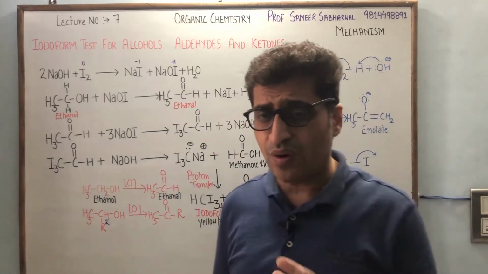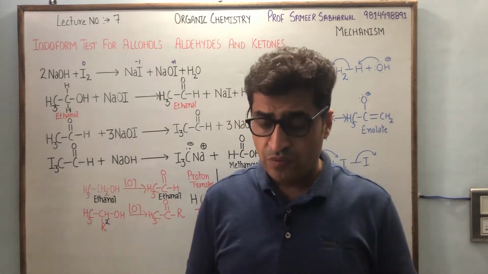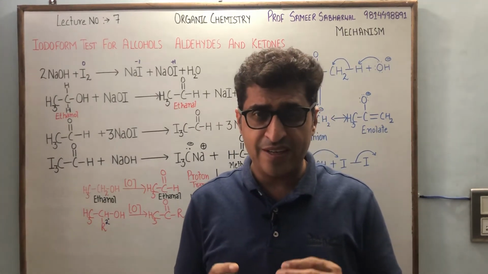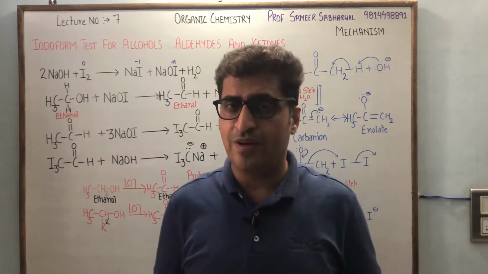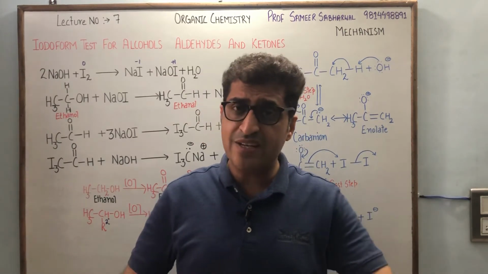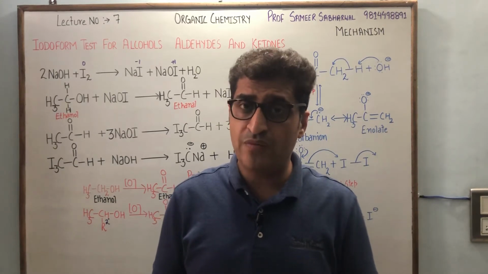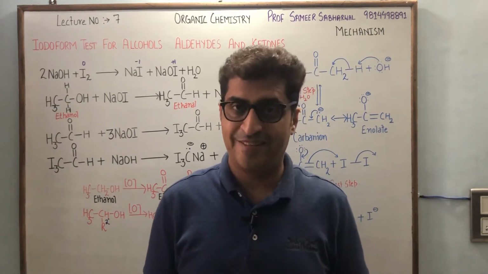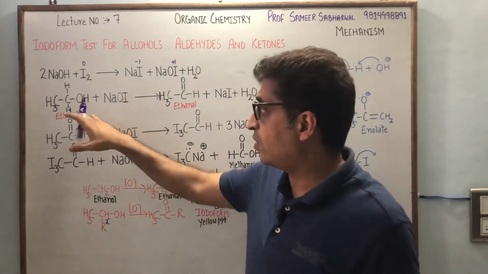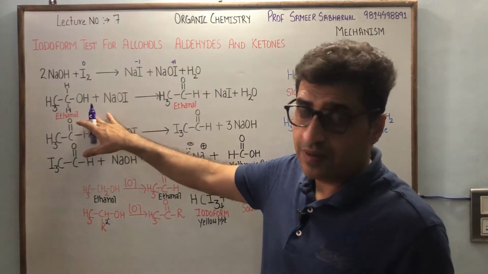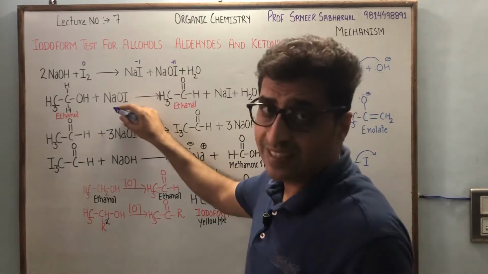Now why do we call this the iodoform test? Because iodoform is CHI3, which gives a very distinctive yellow color. So we can easily distinguish it with the color. So that is why we perform the iodoform test. Now we start by taking ethanol. I have taken ethanol. Now remember, sodium hypoiodide is an oxidizing agent.